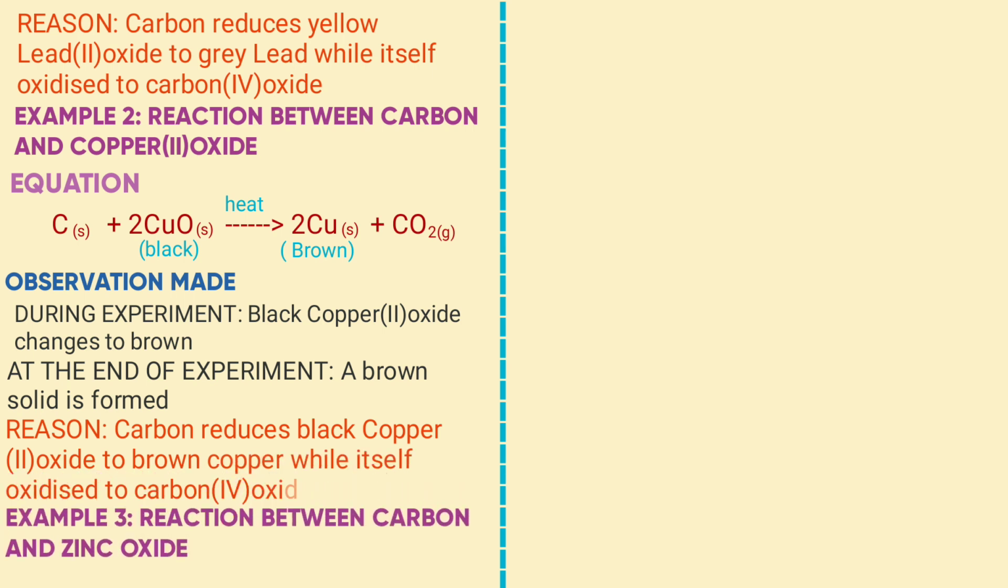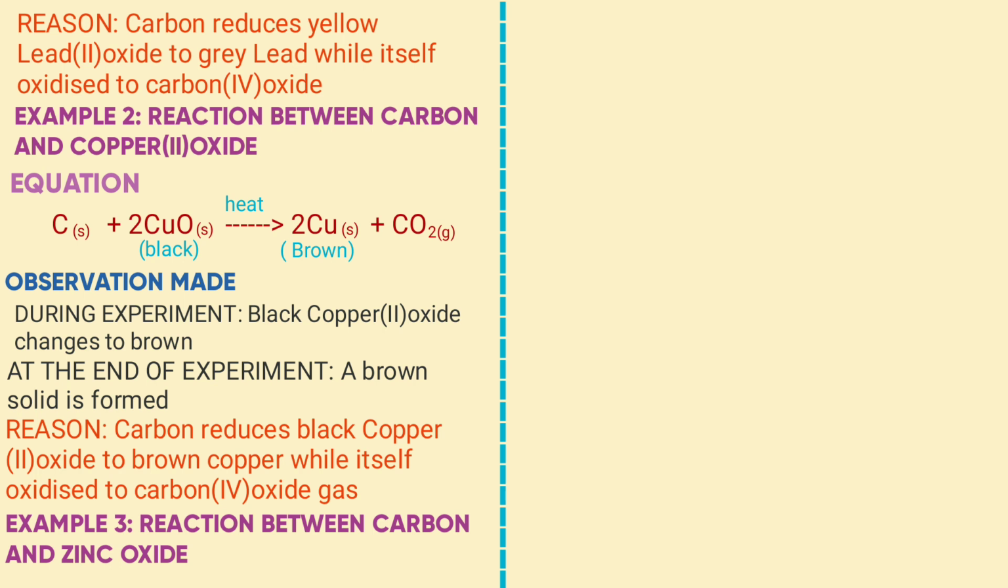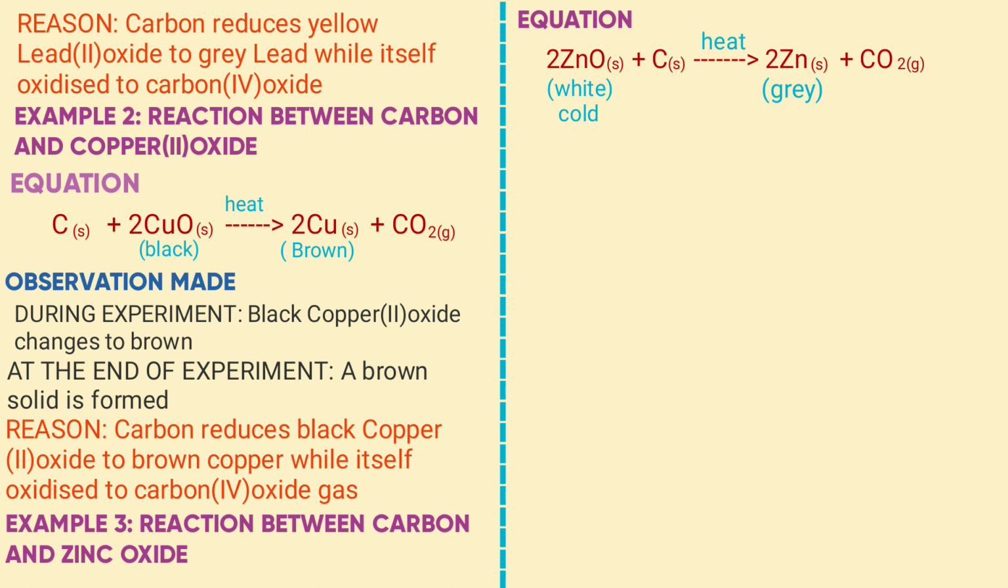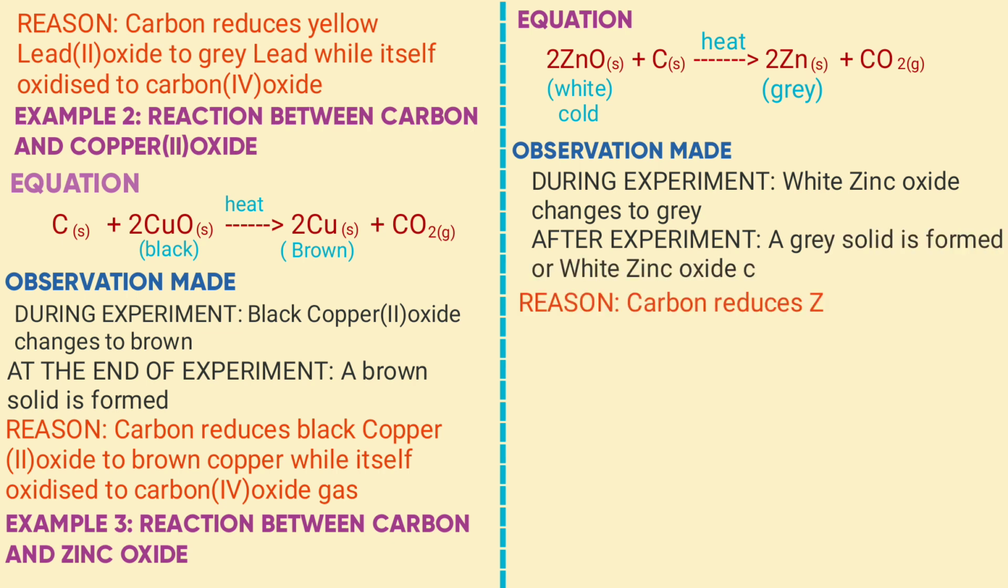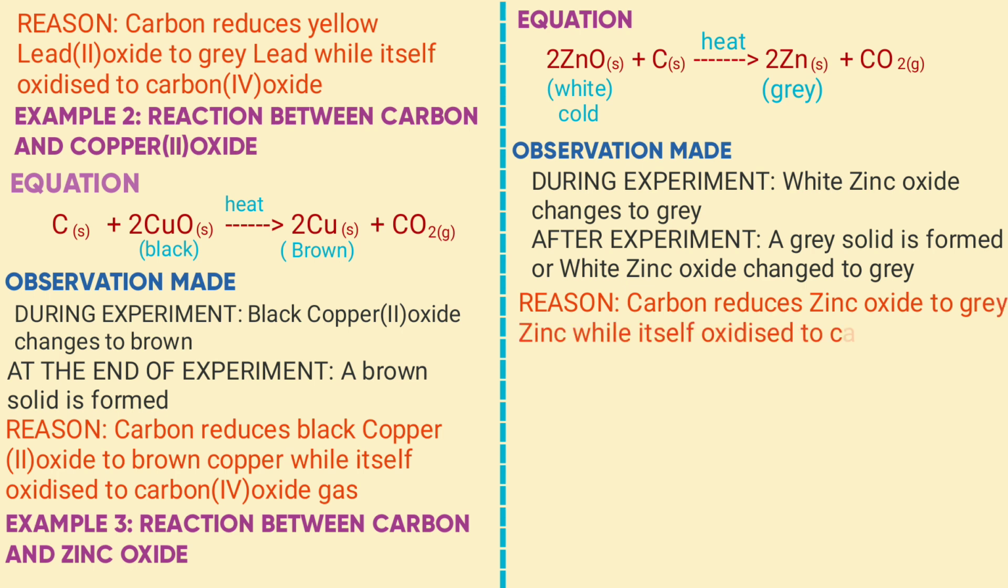Example 3, carbon and zinc oxide. Equation: zinc oxide plus carbon, arrow, zinc plus carbon(IV) oxide. Observation made during the experiment: white zinc oxide changes to grey. After the experiment, a grey solid is formed. Reason: carbon reduces zinc oxide to zinc while itself gets oxidized to carbon(IV) oxide.